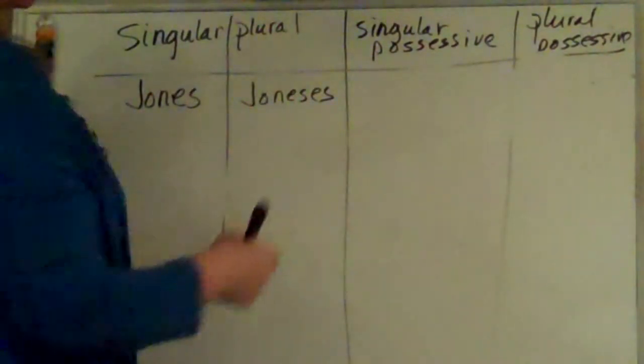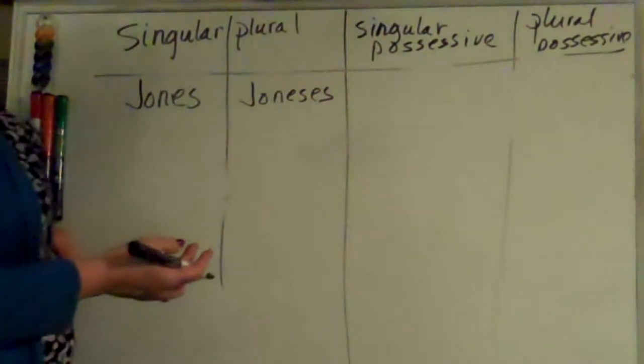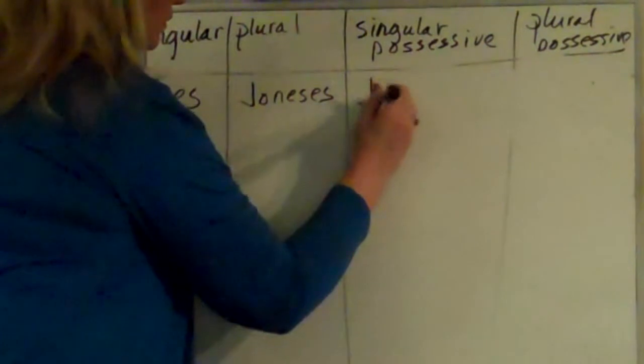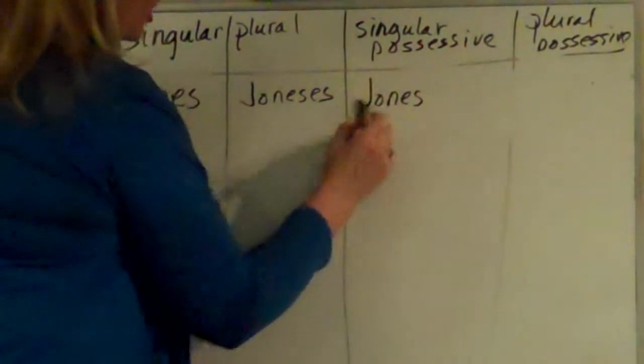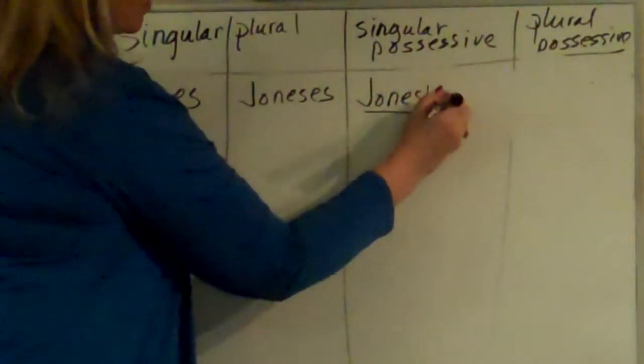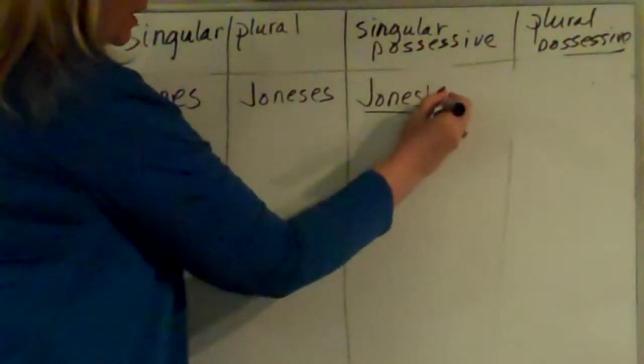Okay, the singular possessive. Now let's say it's Mr. Jones and it's his house. So we would say the house of Mr. Jones. Now you notice it's one syllable. I'm going to do Mr. Jones's. You notice I added a unit of sound though? I added a syllable when I did that.